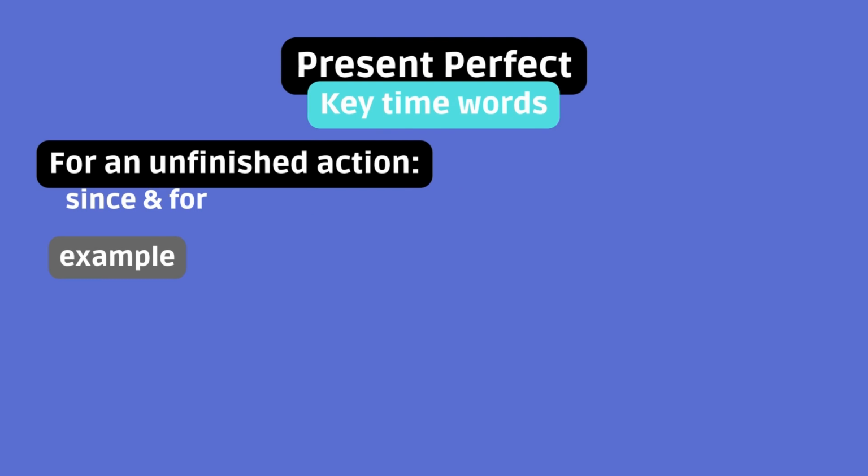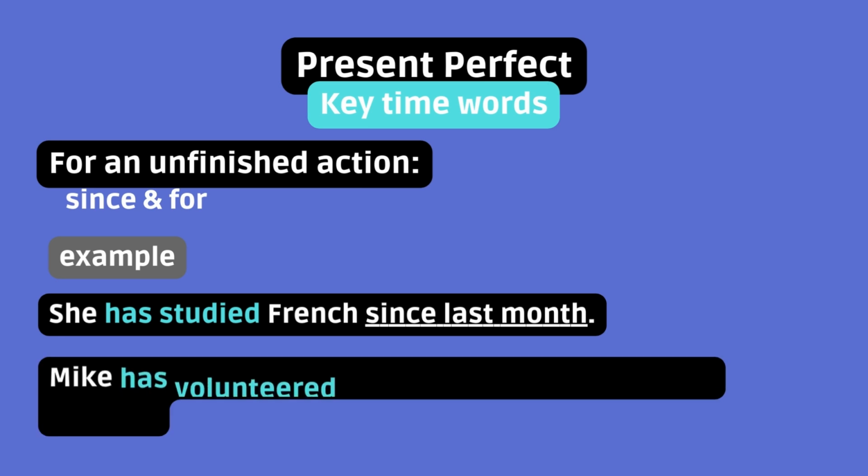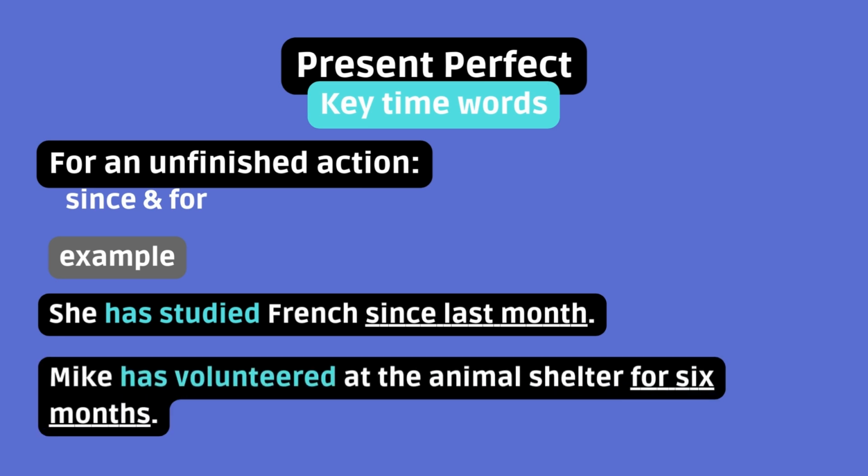Example, she has studied French since last month. The studying started in the past and is ongoing as of now. Mike has volunteered at the animal shelter for 6 months. The volunteering started in the past and is ongoing as of now.